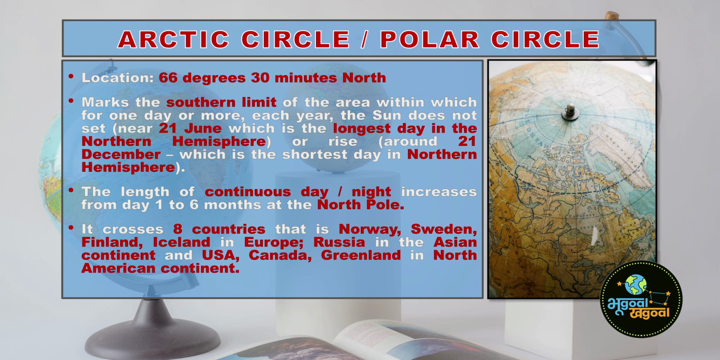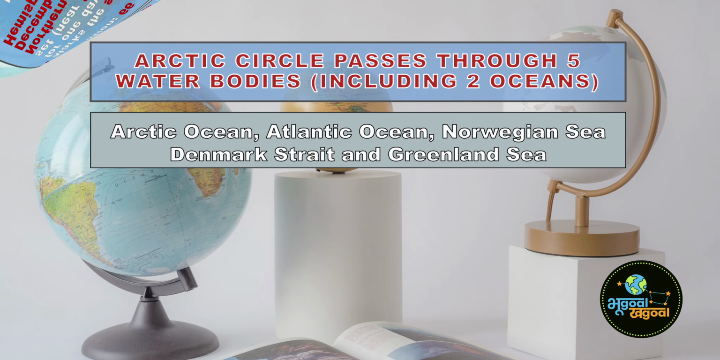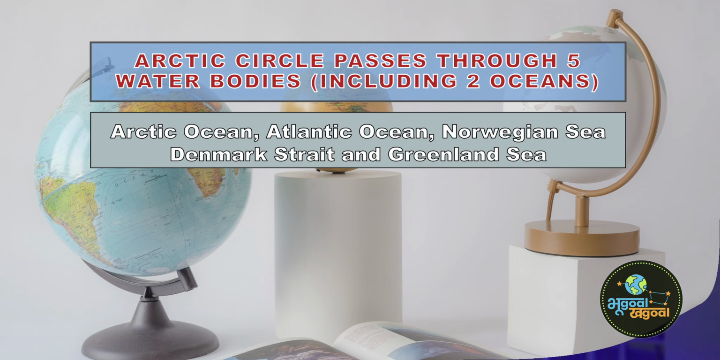So at the North Pole we have 6 months of day and 6 months of night. Starting from the vernal equinox, we have 6 months of day at the North Pole and 6 months of night starting from the autumn equinox. The countries through which the Arctic Circle passes are Norway, Sweden, Finland, Russia, USA, Canada, Greenland and Iceland. And among water bodies are the Arctic Ocean, Atlantic Ocean, Norwegian Sea, Denmark Strait and Greenland Sea.